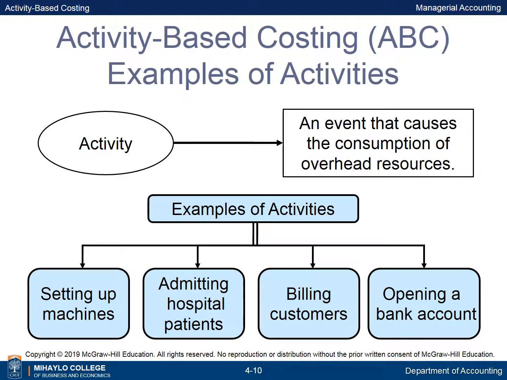An activity in activity-based costing is an event that causes the consumption of overhead resources. Examples of activities include: A. Setting up machines, B. Admitting patients to a hospital, C. Billing customers, D. Opening an account at a bank.